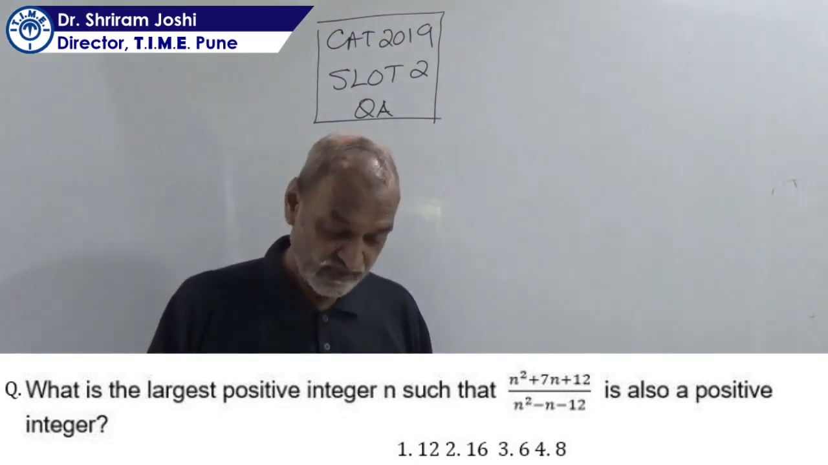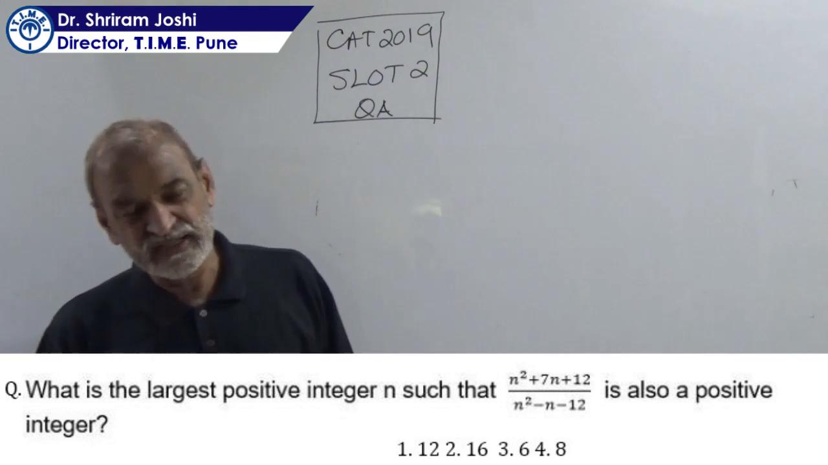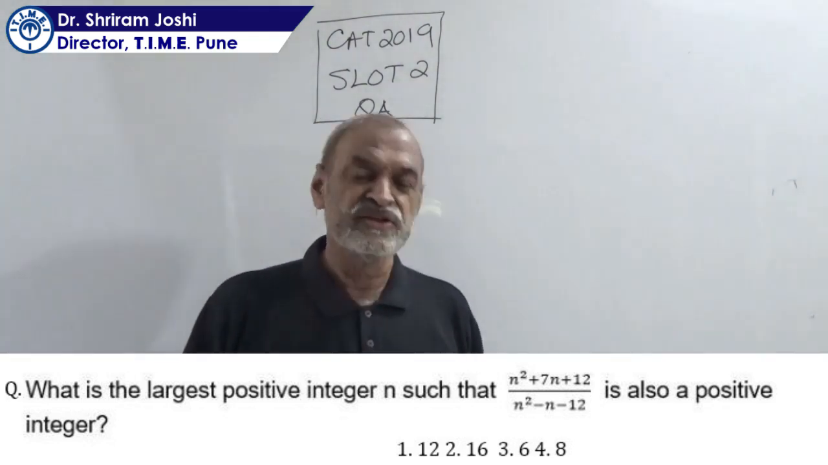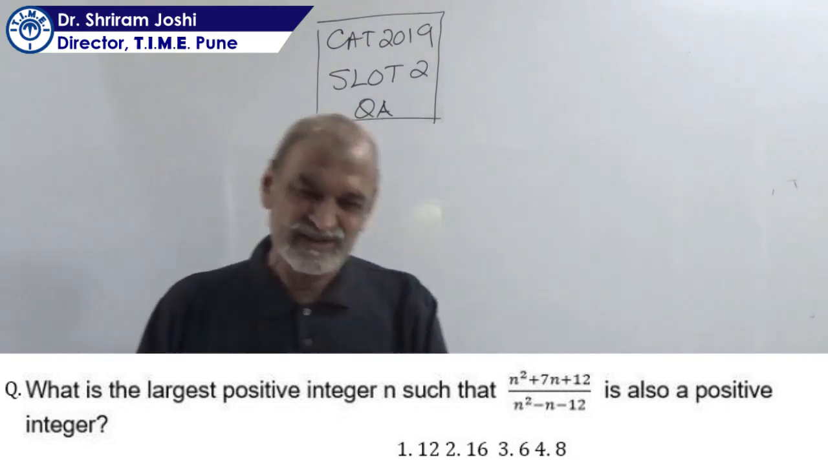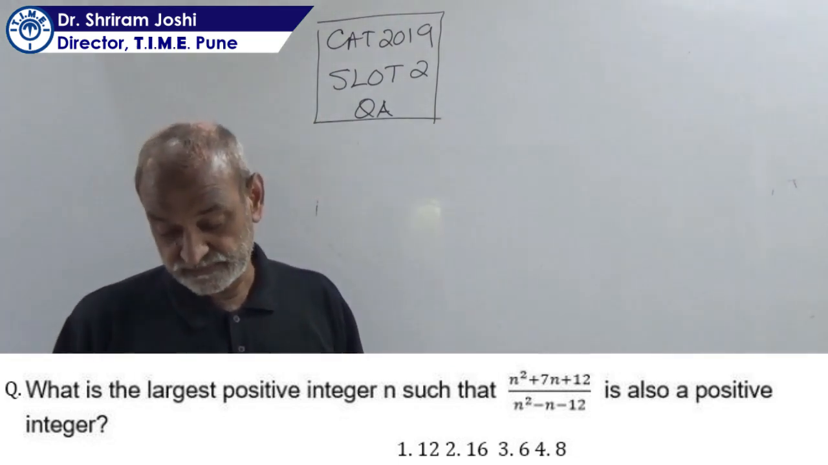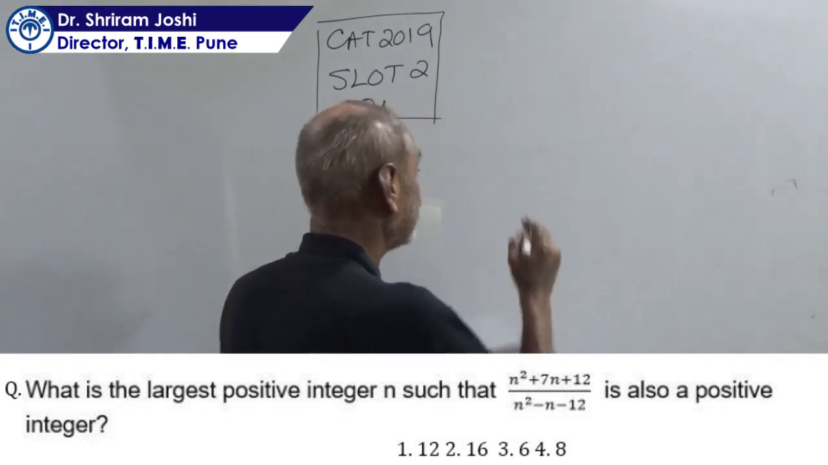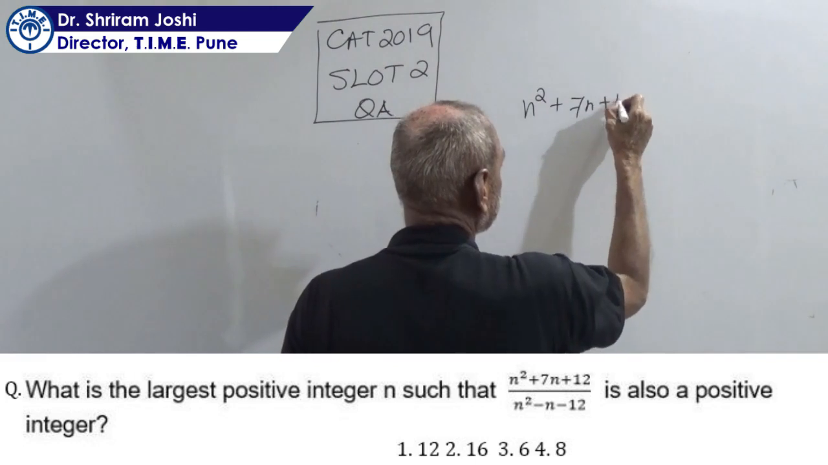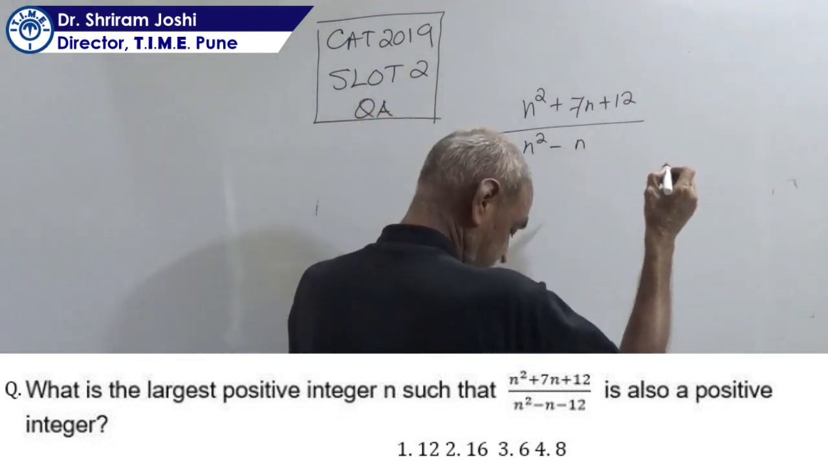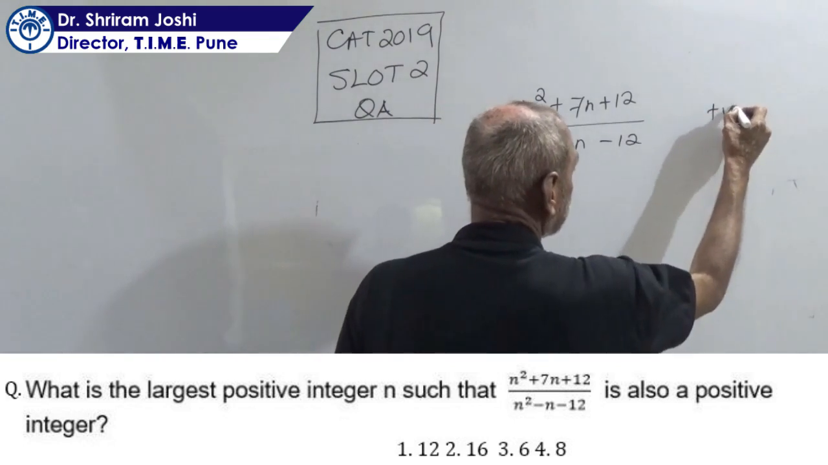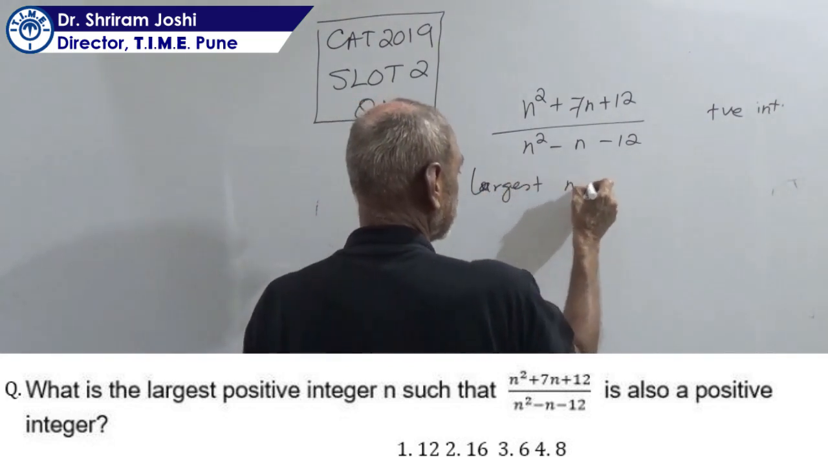Elementary algebra. What do I consider as elementary algebra? Quadratic equations, maybe, but factorization for sure. Expansions of (a plus b) whole square, (a minus b) whole square, cubes, factorization of a square minus b square, they are all elementary algebra. So we'll take a question. What is the largest positive integer n such that (n square plus 7n plus 12) divided by (n square minus n minus 12) is a positive integer, largest n. Options are given.